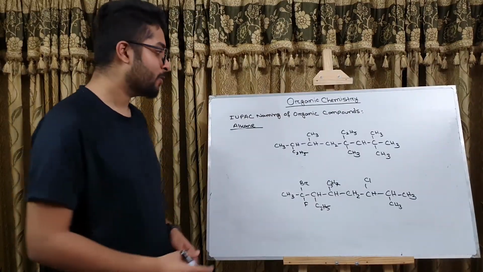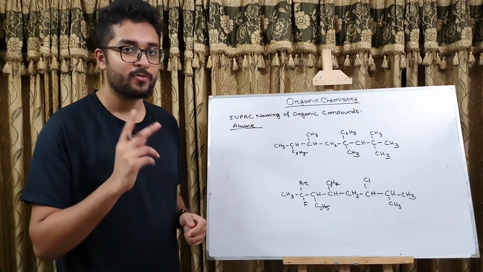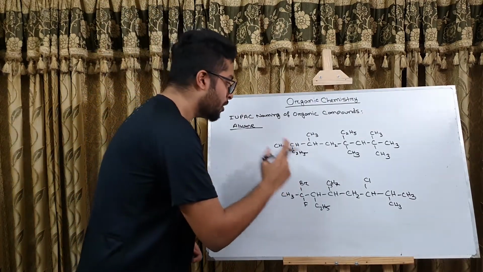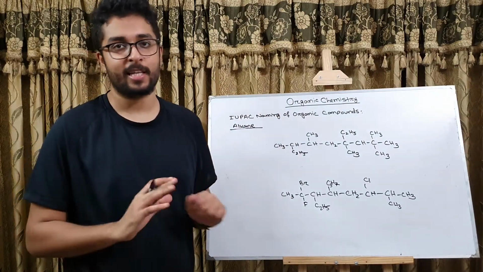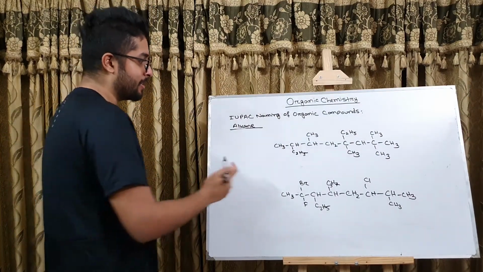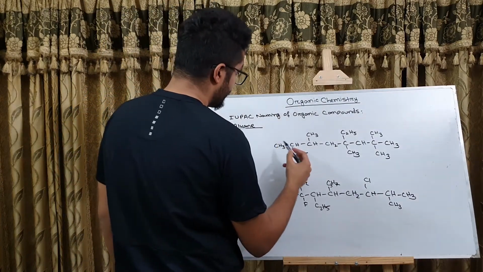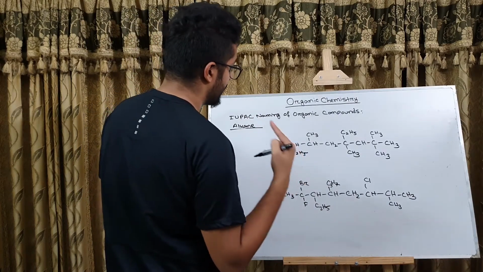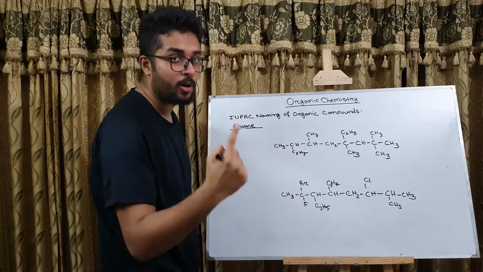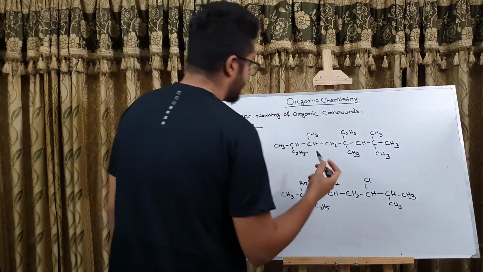Okay, now we have 2 complex examples, and I promise if you can name these 2 organic compounds successfully, then you can name any alkanes. So let's see how we can name these things. Okay, first of all, this one. And as we know, the first job is to find the longest unbroken chain. So let's see which one is the longest chain.